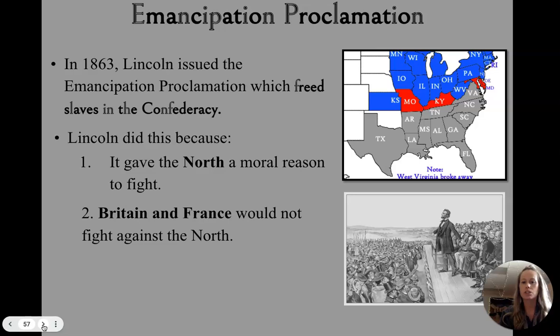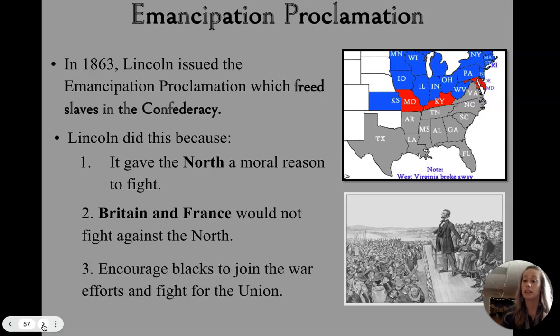Again, it's going to discourage the British and the French from joining the Confederacy. Great Britain, the British, and France have already outlawed slavery. We are the last country to do so in this sense. And so by freeing all of the enslaved people, it discourages Great Britain and France from joining, because now the South is fighting to keep slavery as a practice. And so that discourages Britain and France from joining on that side.